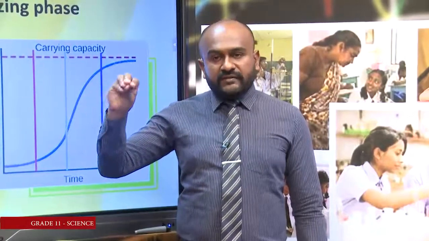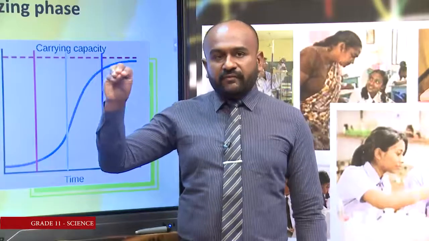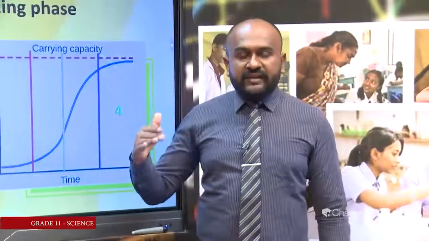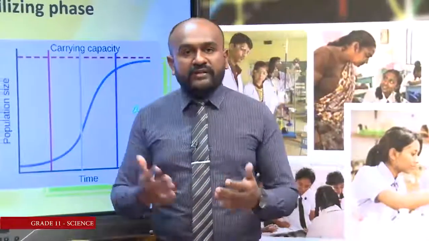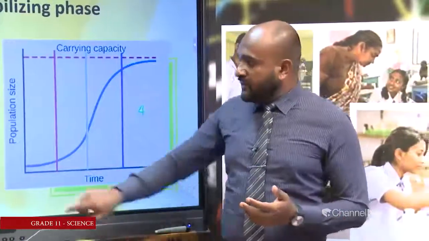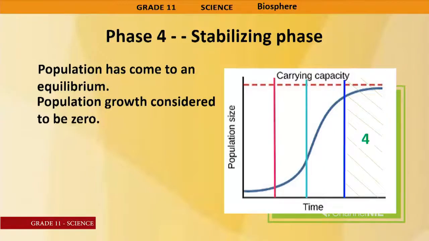Yeah. So, this is how it looks if a particular population exists under natural control, as I told you at the beginning. Now, you know what this natural control is. Yeah, population has come to an equilibrium, population growth considered to be 0. Now, birth and death rates are almost equal, they are not exactly similar, they are almost equal. So, the number stays constant.